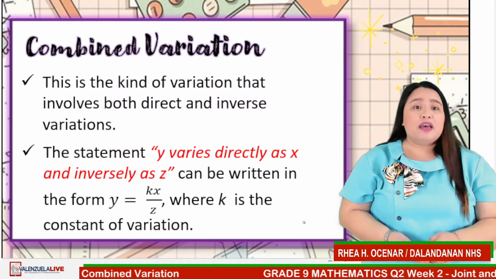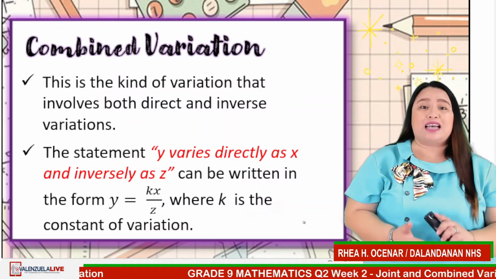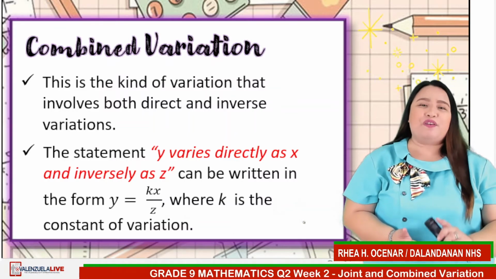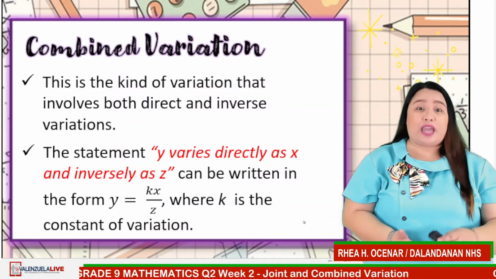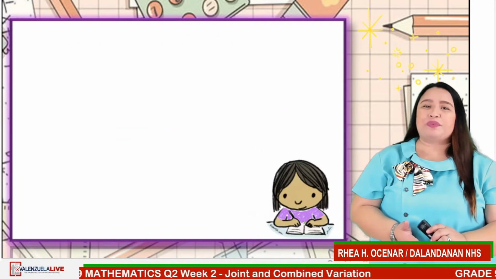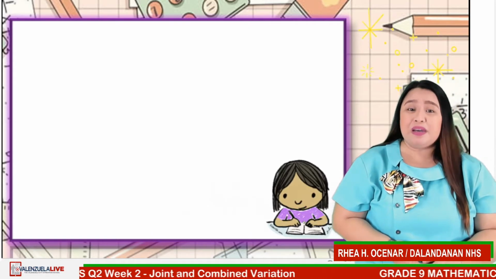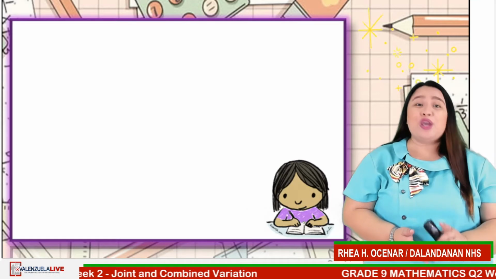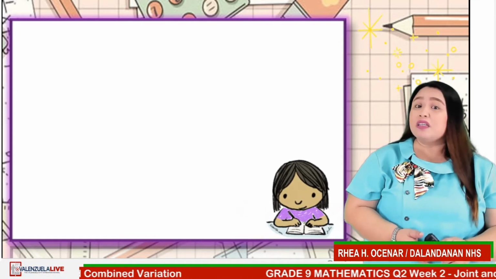So again, the statement y varies directly as x and inversely as z can be written in the form y is equal to kx over z, where k is the constant of variation. Let us now try to translate variation statements into mathematical equations. Again, you can type your answer in the chat box or in the comment section.